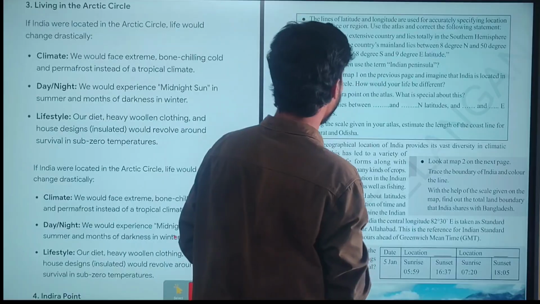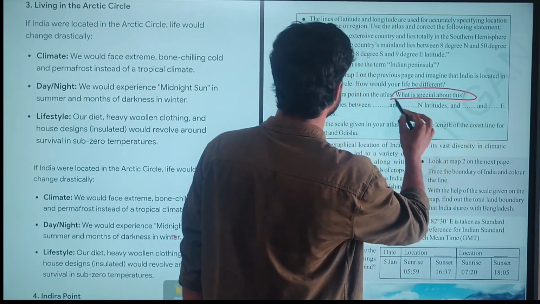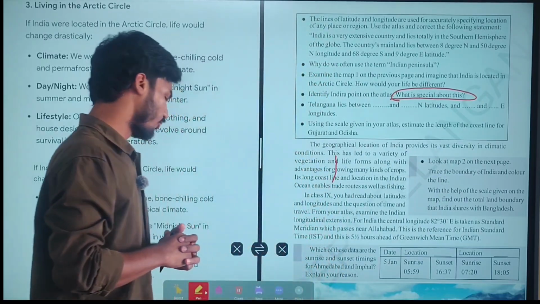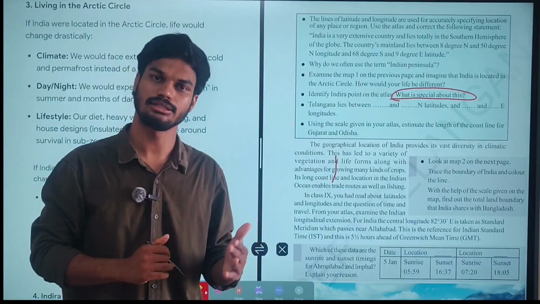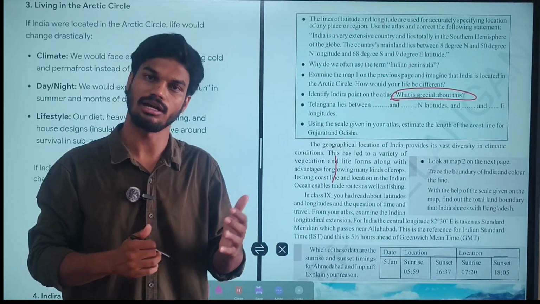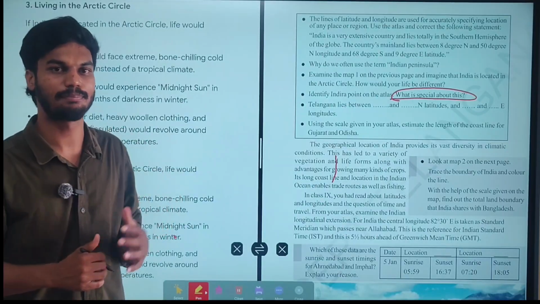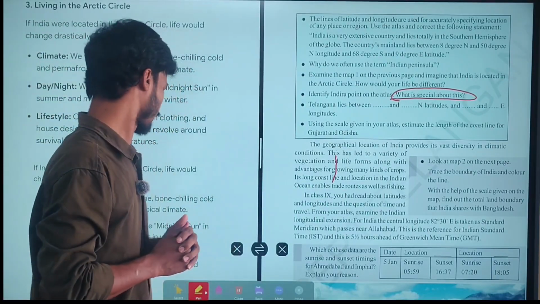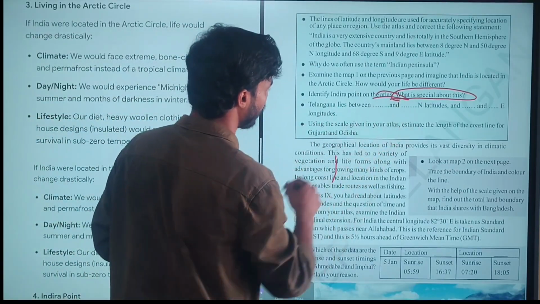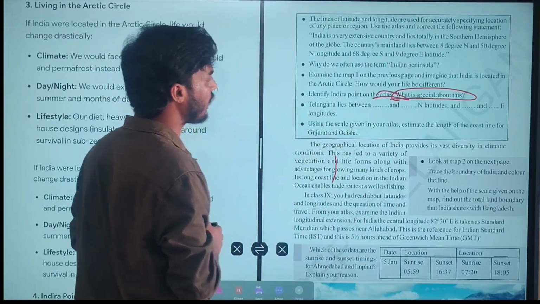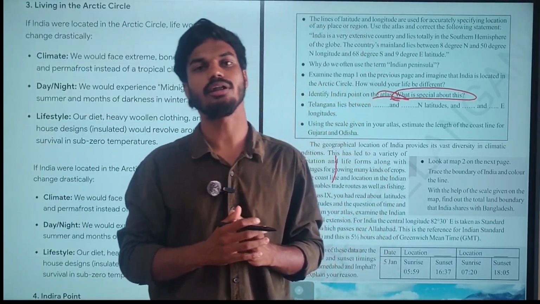Next question: identify the Indira Point on the atlas. What is meant by atlas? Simply, in an atlas we are able to find different types of maps, locations, and physical features of India and the world. An atlas is a book, and you can find a group of maps regarding the world, countries and everything. Simply, a group of maps is known as an atlas. In the atlas, try to find out where the location of Indira Point is, and write a few points.